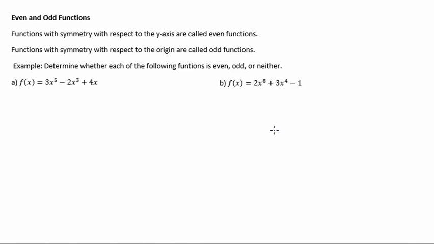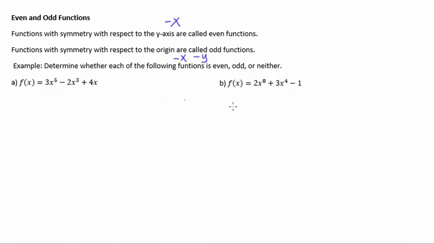So the only two types of symmetry that we can have with functions are y-axis and origin, and we call them even and odd functions. Now, you can use the test we talked about. Y-axis symmetry you test by putting in a negative x and seeing if you get the same function. For the origin, you put in a negative x and a negative y and see if you get the same function as you originally had.